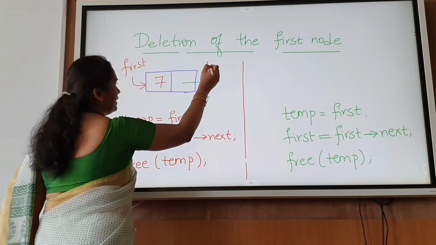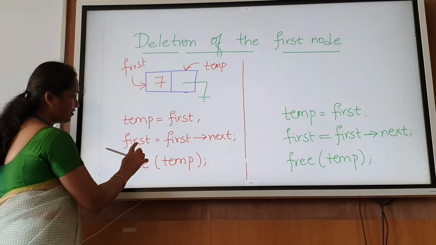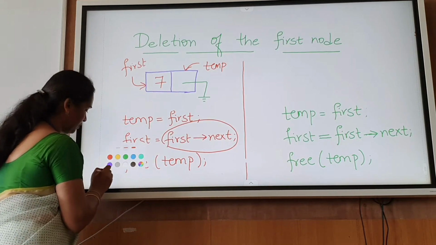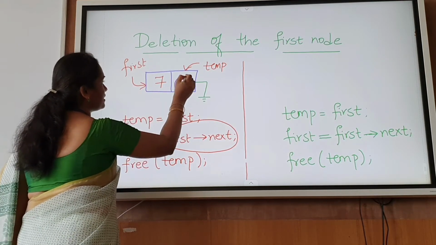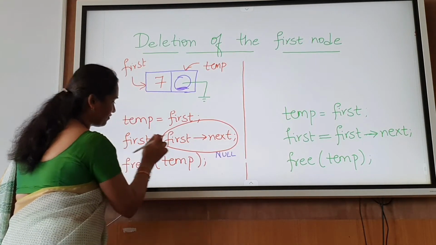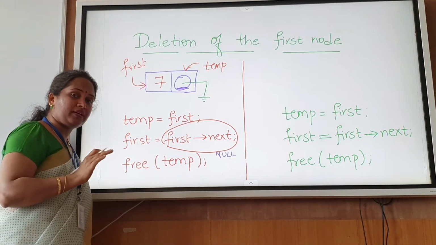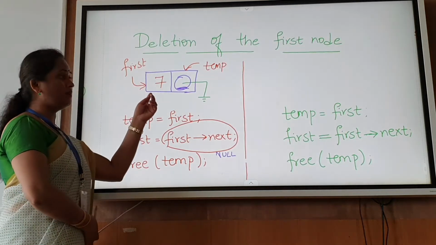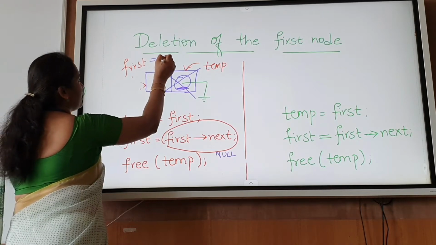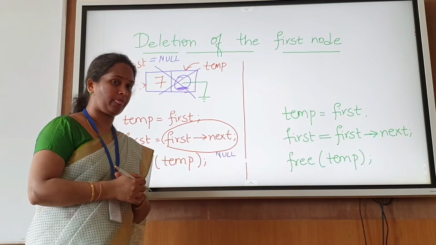Temp is equal to first, so temp also holds the address of this node. I will say first is equal to first arrow next. So what is first arrow next? The value of first arrow next is this field. And what is this field? We know it is null. So I will have null assigned to first. And I call free of temp. So null being assigned to first is actually what I wanted, because there is only one node existing, and if I delete that node, my value of first should become null, signifying the fact that there are no nodes in the list. It's an empty list.